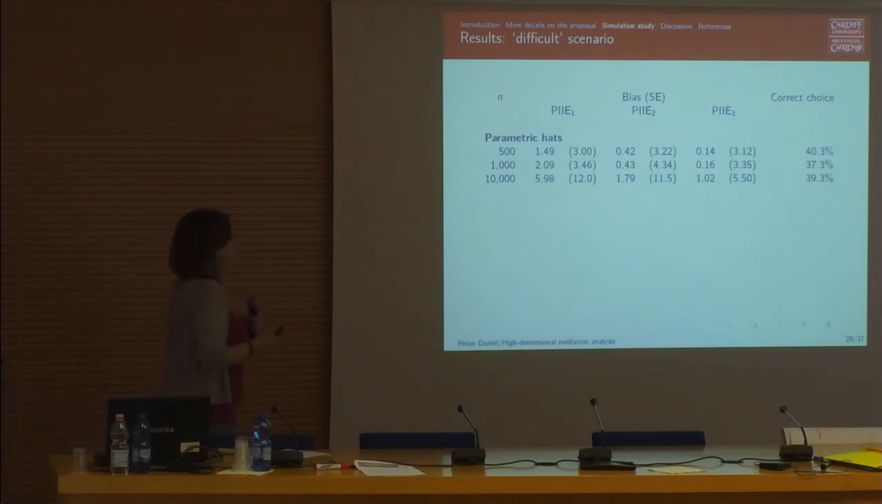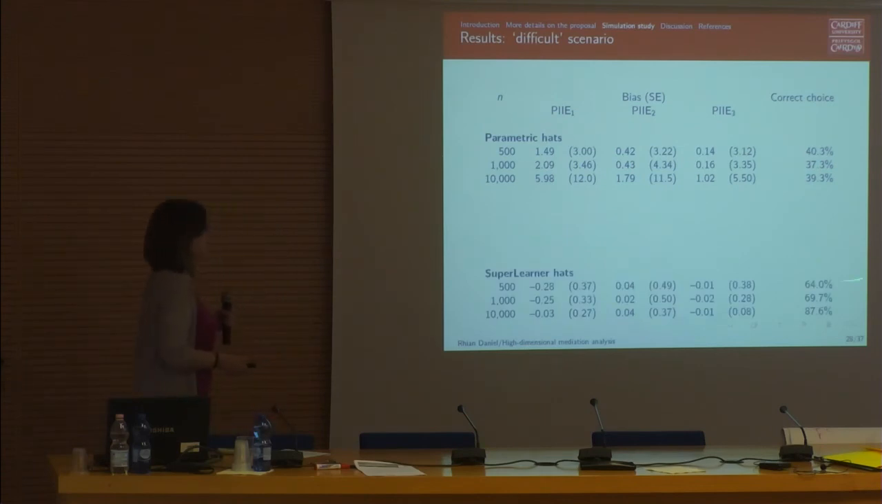Whereas now in the difficult scenario, the parametric hats become disastrous. There's a large bias. We only 40% of the time pick out that M1 is the true mediator, whereas the superlearner fits do a much better job. So this is just showing that under relatively mild misspecification of the parametric models, if you have very correlated biomarkers, you will end up with the wrong conclusion using your simple parametric models.